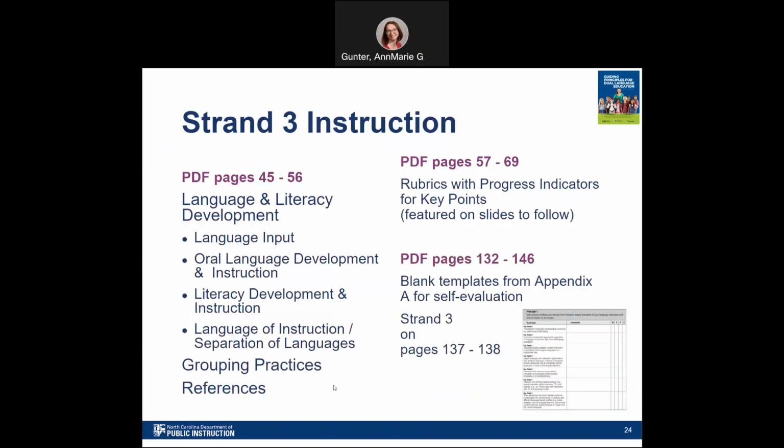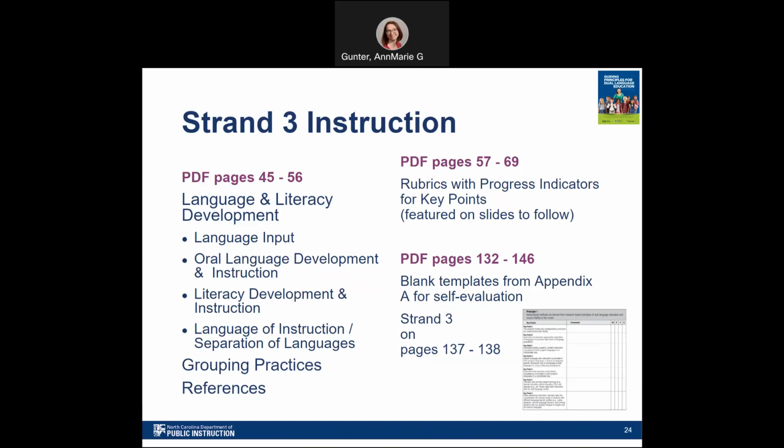Just as an overview of where to find things, we wanted to talk to you about Strand 3 instruction. And so in your PDF, on the numbered pages within the PDF, you'll find that the main chapter on Strand 3 of instruction is on pages 45 through 56. It begins with information about language and literacy development in general, and that includes things like language input, oral language development and instruction, literacy development and instruction, and language of instruction and separation of the languages in a DLI program. There's also information about grouping practices there and references to the research and information that's informed the development of Strand 3 for instruction.